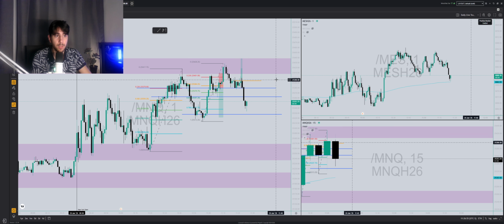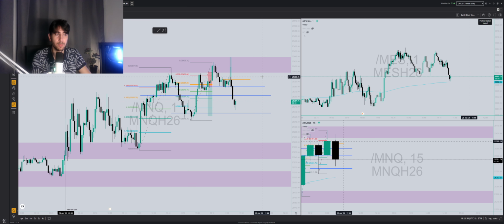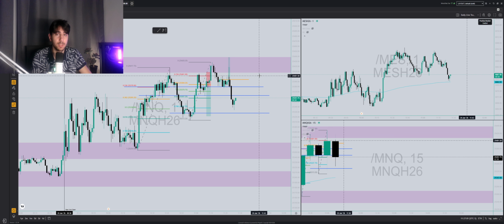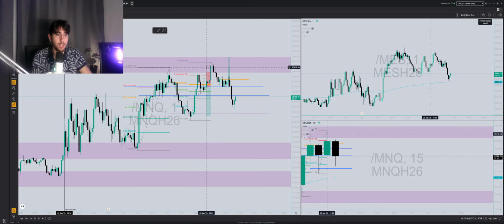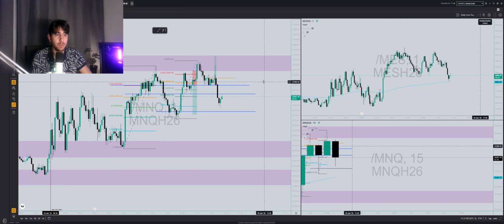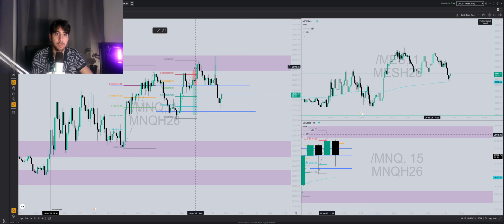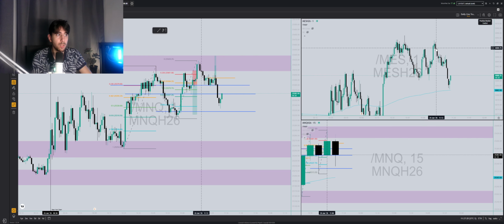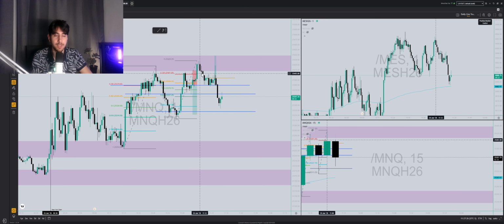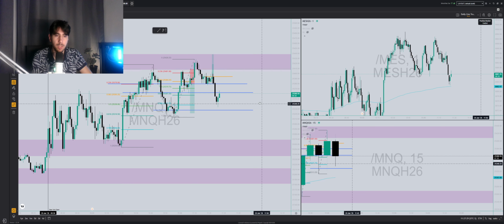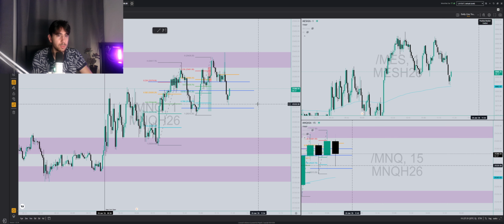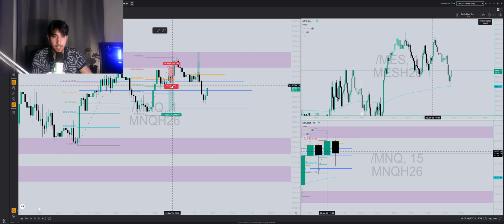So, I learned this once from TGR, so I don't know whether this is real, but maybe it was an SMT divergence. So while the Nasdaq or the S&P, one of them is faking out. In this case, it was the Nasdaq, making a higher high while the S&P is not, which indicates that the Nasdaq is faking out and we want to go lower. But I'm not really sure about this because I'm kind of confused.